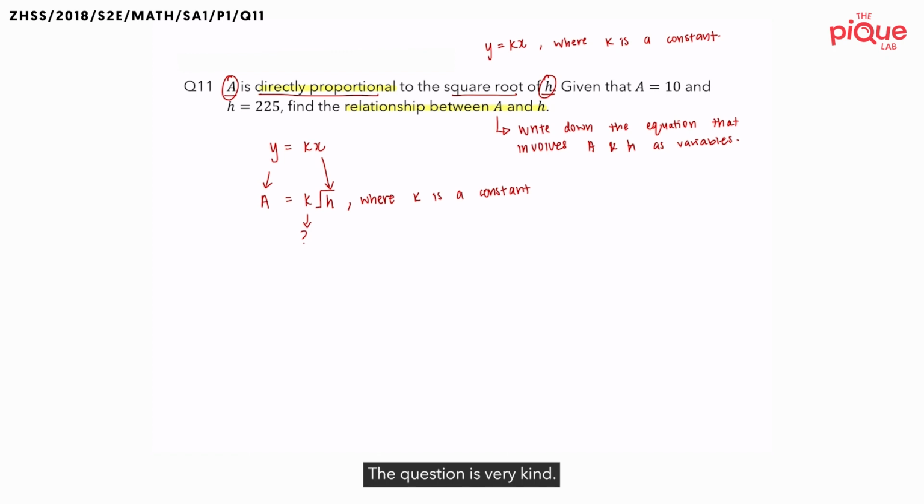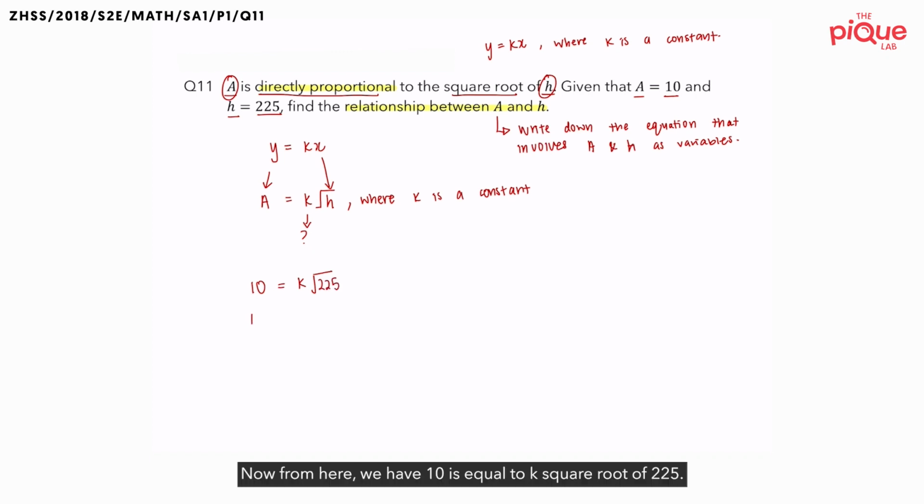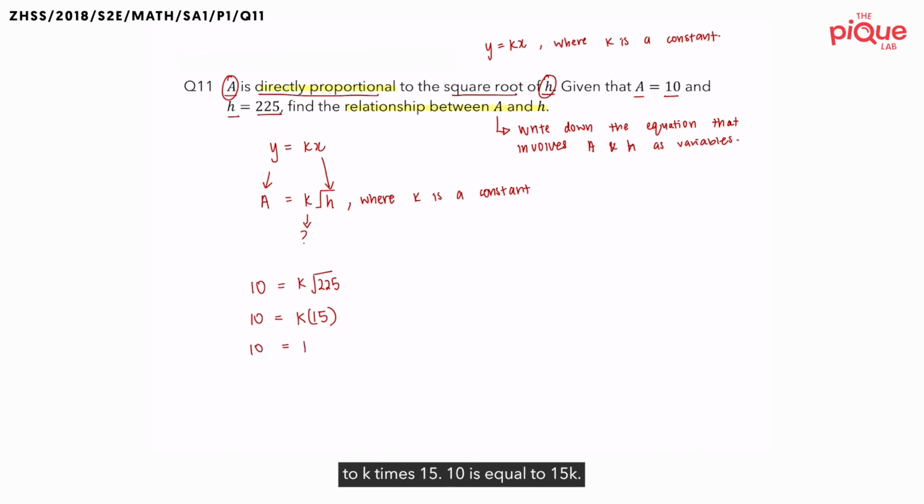The question is very kind. They've given us that A is equals to 10 and H is equals to 225. So we can substitute these values into the equation. So following these values, A is represented by 10 is equals to k times the square root of 225. Now what is the square root of 225? Square root of 225 is 15. So from here, we know that 10 is equals to k times 15. 10 is equals to 15k.